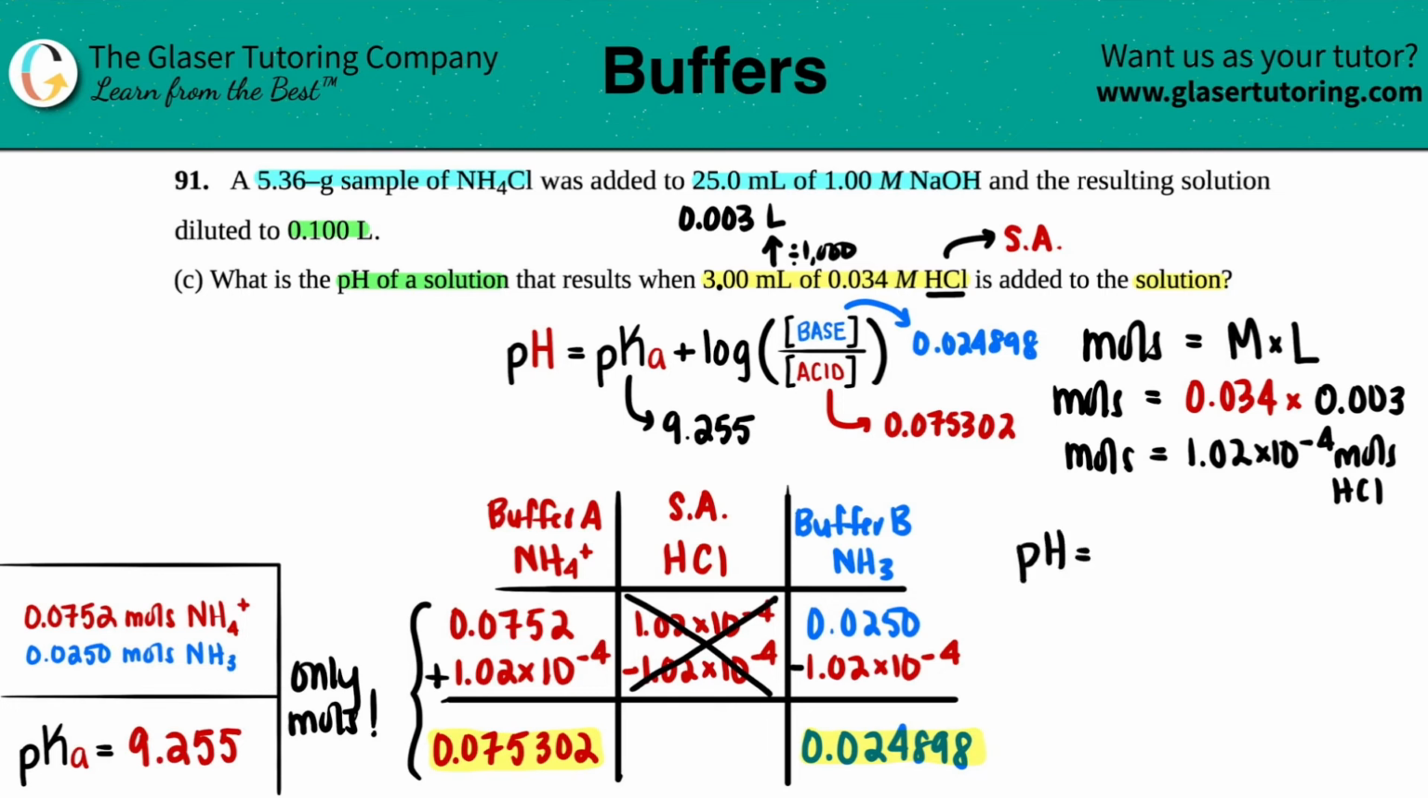pH equals the pKa, which was 9.255, plus the log of the base divided by the acid. I'm just going to pull this over a little bit. And then I'm just going to restate the numbers. 0.024898. And then the acid was 0.075302. You can plug this all in the calculator at once. I think the calculator will understand what you're trying to do. Or you could just do the log and then just add it to 9.255. But let's see what we get. Log 0.024898 divided by 0.075302. And I'm going to add that to 9.255.